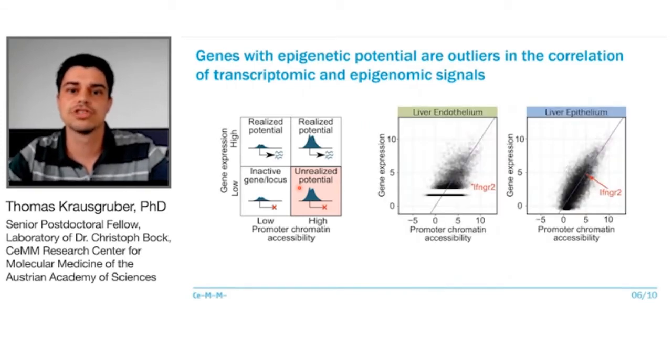And as an example, I would like to show you liver endothelial cells and liver epithelial cells. And in those two cell types, the gene interferon gamma receptor 2, depicted here in red. In liver endothelial cells and liver epithelial cells, we detect in both cell types high promoter chromatin accessibility. However, in liver endothelial cells, this is coupled with relatively low gene expression. So in this cell type and in this organ, we would talk about an unrealized potential for interferon gamma receptor 2. This is in contrast to liver epithelial cells, where high promoter chromatin accessibility correlates really well with high gene expression. So in this cell type, we would talk about a realized potential gene.